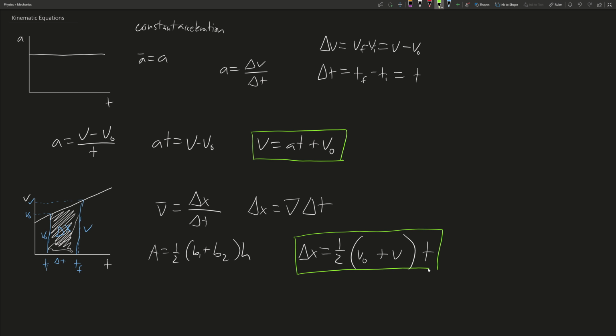That is how it is derived graphically. The displacement is equal to the area under this graph, which is basically the same as the area of a trapezoid, and that's how we get this equation.